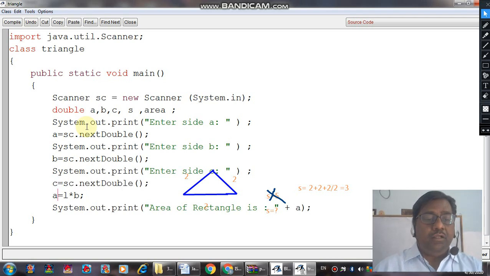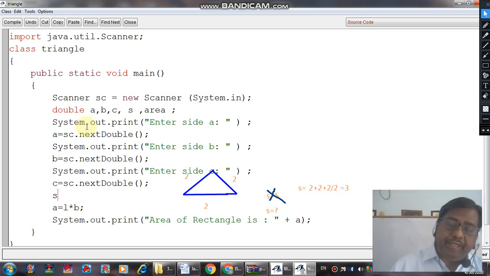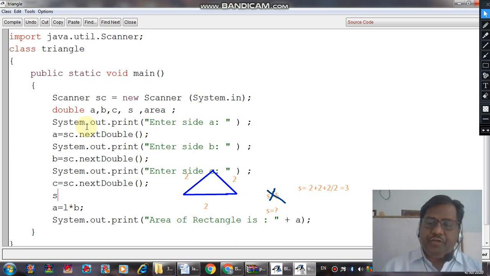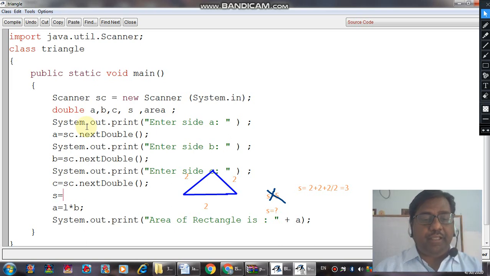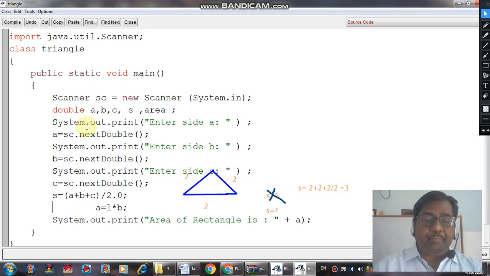Now what you are supposed to do is find the values. Do you want to find the area straight away, or find the semi-perimeter first? We should find the semi-perimeter first because s is used in the area. So any variable that is used should be calculated first and then used. So s will be equal to what? Within the bracket a plus b plus c, whole divided by 2.0. You will find the semi-perimeter. Once the semi-perimeter is there, then you will find the area.